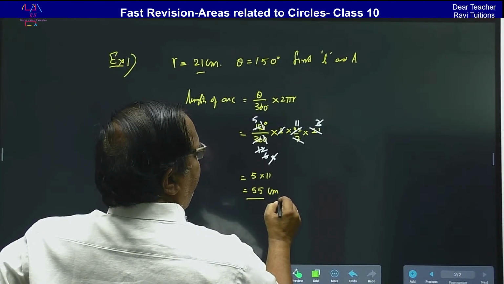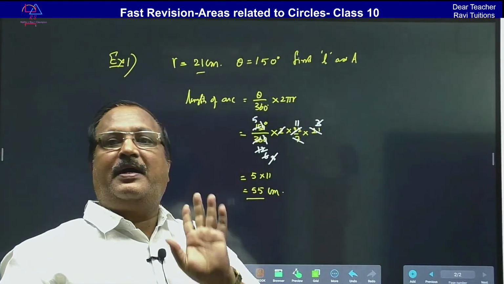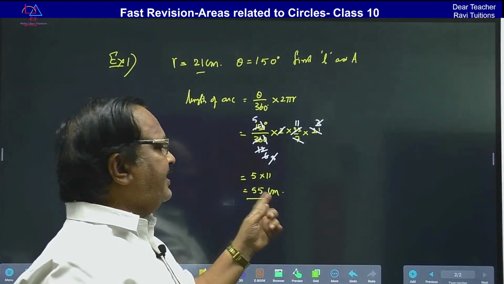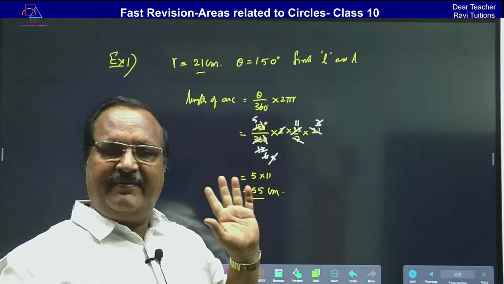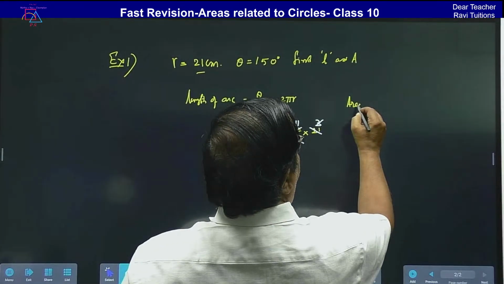Unit is centimeter. Please be careful. If you don't write the unit, you will be losing mark. Unit is very important. Length of arc, it is centimeter. Very, very important. In the same way, area of the sector.